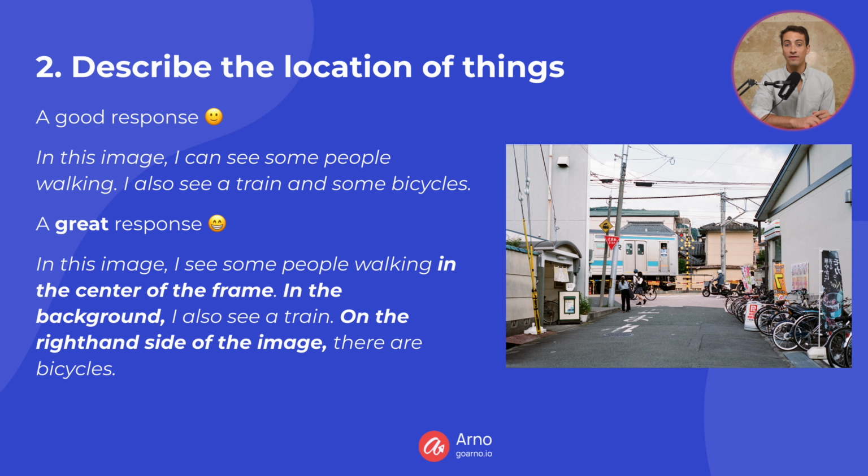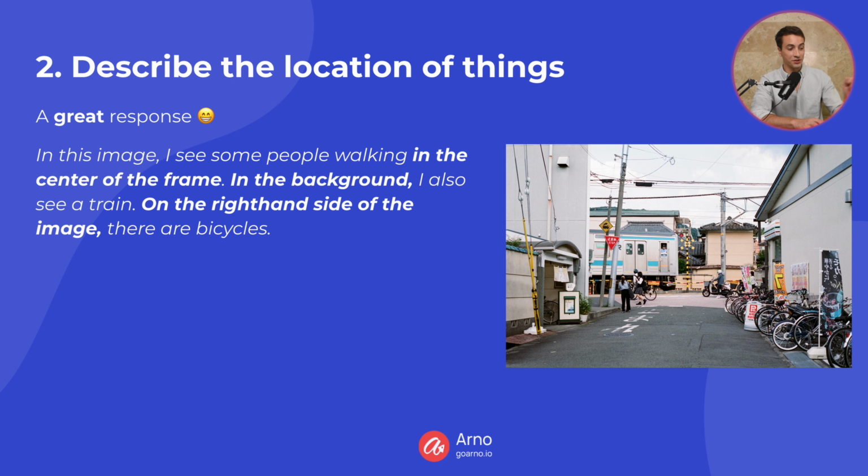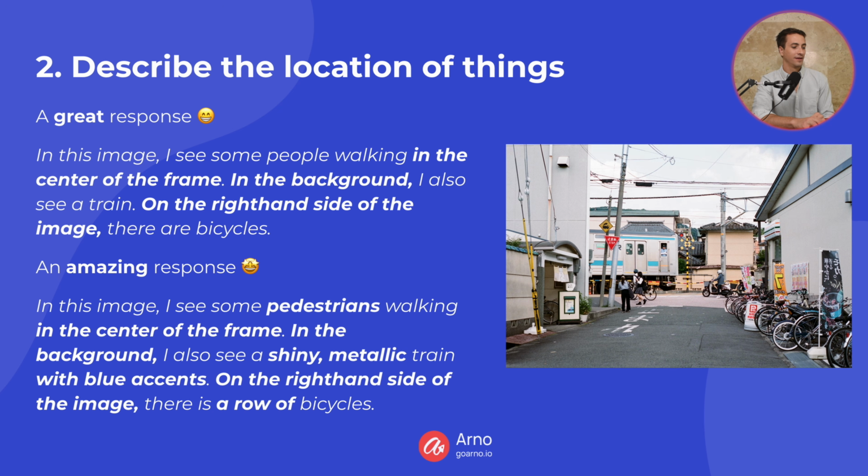To get help with learning vocabulary like this, check out our other video. But let's make this great response where we describe the location of things even better by also using the first trick that we learned to include adjectives with our nouns. So here would be an amazing response. In this image, I see some pedestrians walking in the center of the frame. In the background, I also see a shiny metallic train with blue accents. On the right-hand side of the image, there is a row of bicycles.